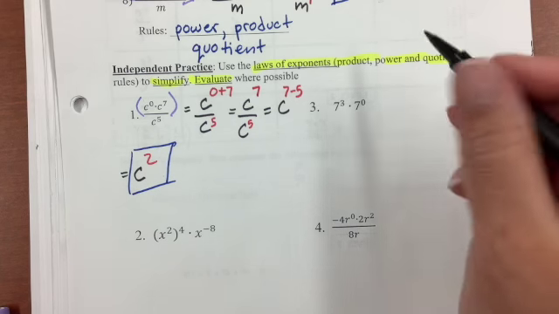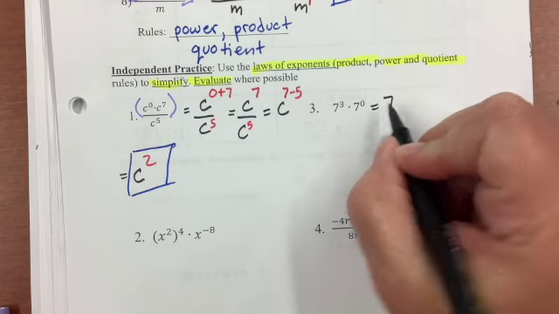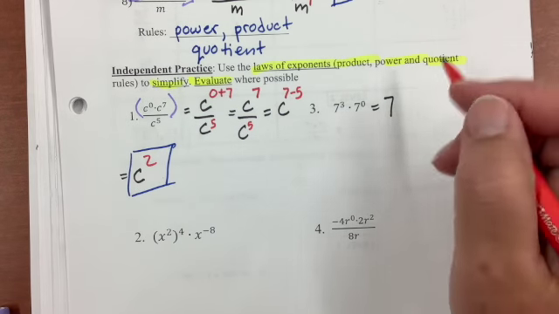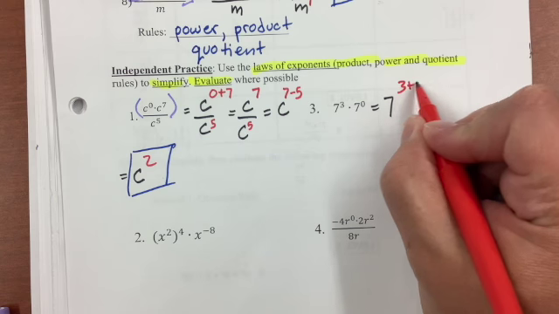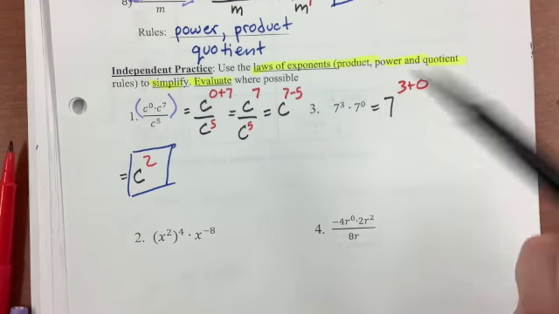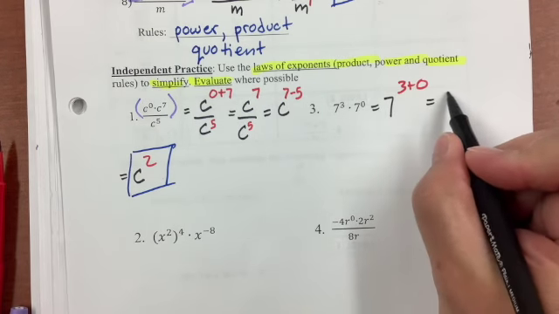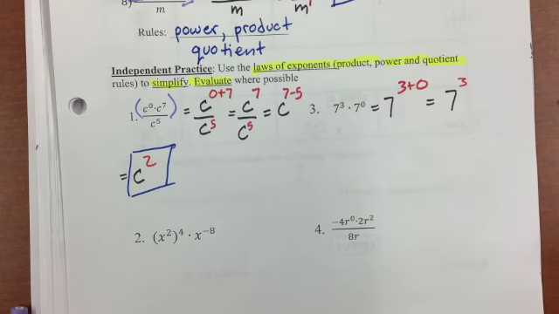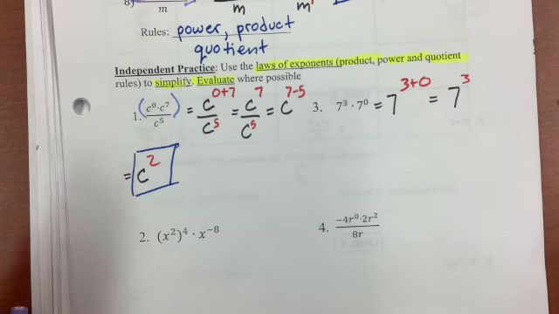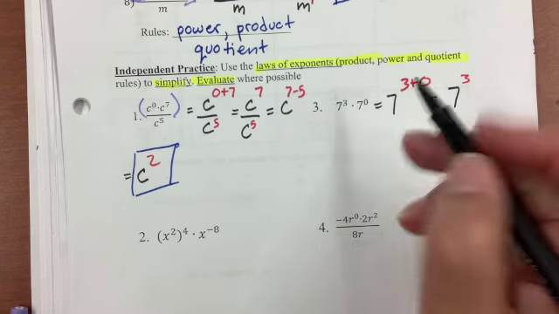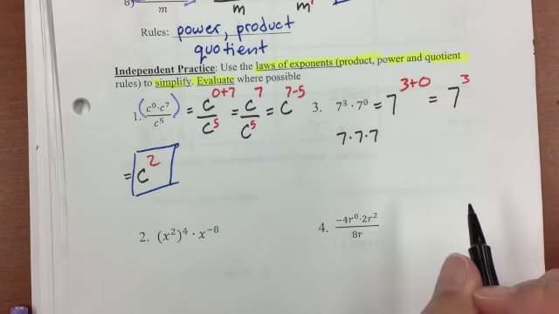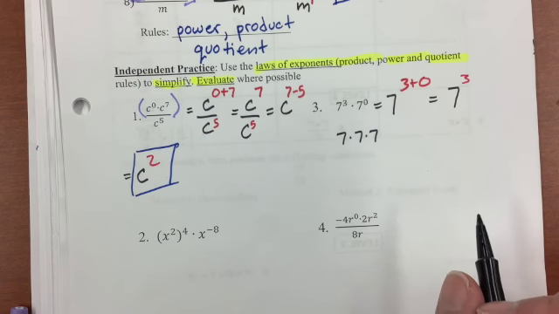So I'm going to keep this base 7, and because it's multiplication, I'm going to use the product rule. 3 plus 0, so 7 to the 3 plus 0, 7 to the 3rd power. And because this is a number, and I own a calculator, I can evaluate this one. 7 to the 3rd power is 7 times 7 times 7. 7 used as a factor 3 times.